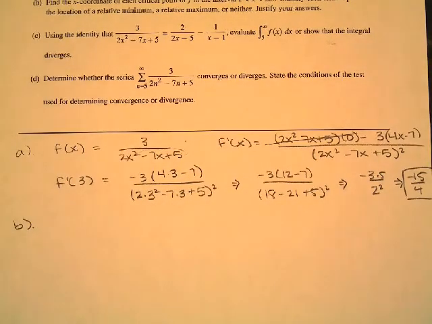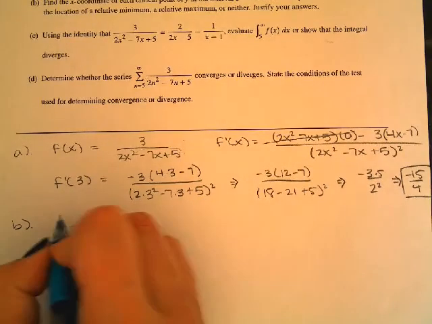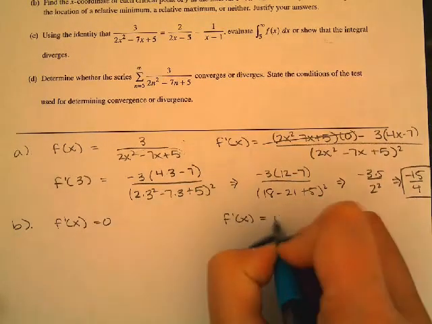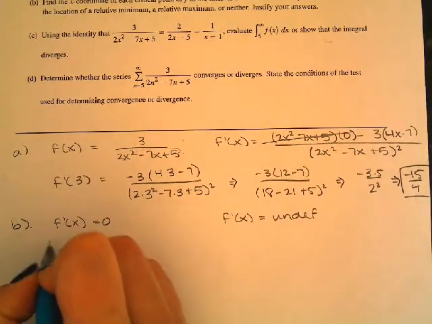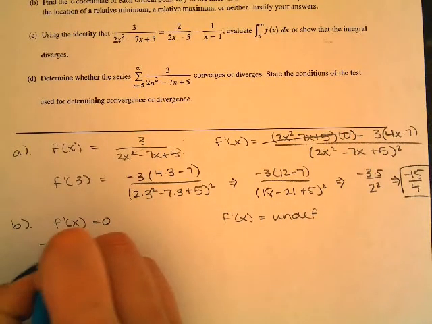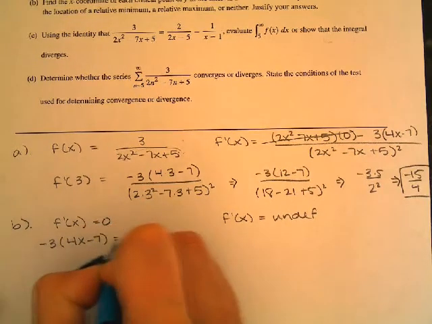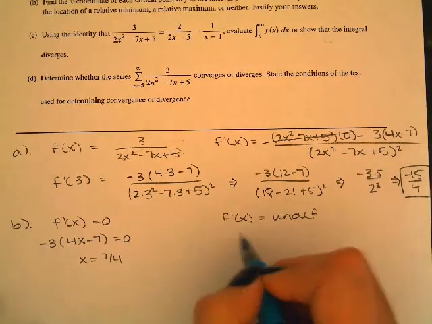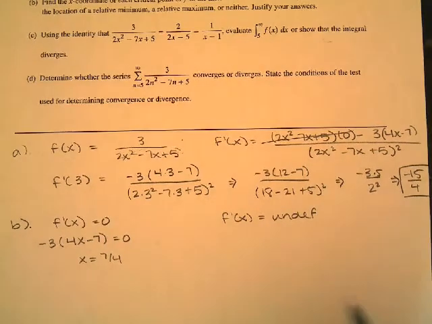All right, part B says find the x value of each critical point on the interval from 1 to 2.5, and then classify each critical point as relative maximum, minimum, neither, and justify. So what I did is I said critical points happen when the derivative is 0 and when the derivative is undefined. And so when the derivative is 0, that's going to be when -3 times 4x minus 7 equals 0, which is going to happen at 7/4. The derivative, so that's the top of the fraction, right? The numerator of the fraction, because the denominator is a fraction, so the numerator equaling 0 is what would make the whole thing equal 0.